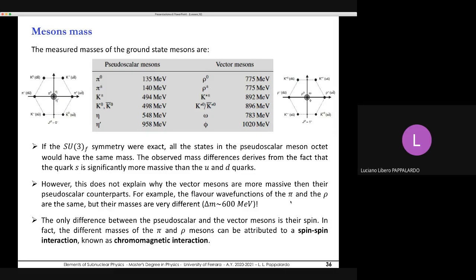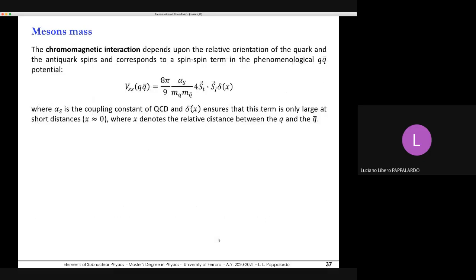One is scalar, one is vector. So the only difference between pseudoscalar and vector meson is their spin. And in fact, the different masses of the pi0 and rho mesons, and in general between the pseudoscalar and vector mesons, can be attributed to a spin-spin interaction, which is known as the chromomagnetic interaction. So let's see what this is about.